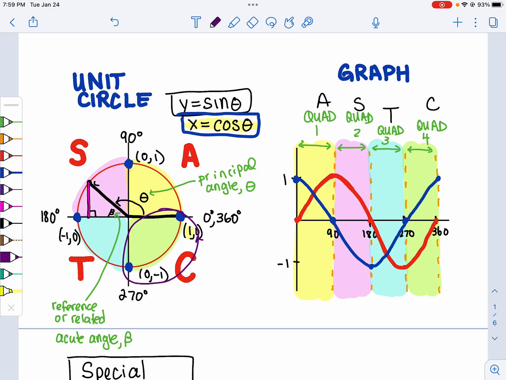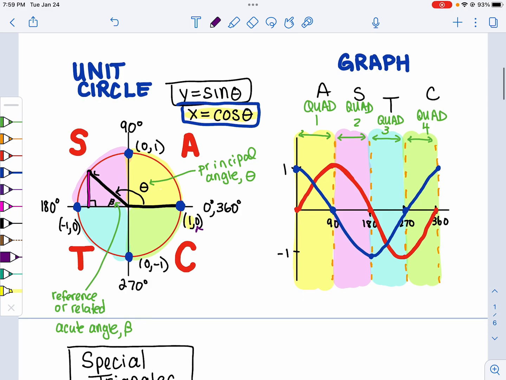So we can use this unit circle to connect graphs and values for sine and cos. It can help us solve angles. It can find us multiple angles for certain ratios. It's very handy. So it's definitely important to be able to connect the unit circle to the graph.